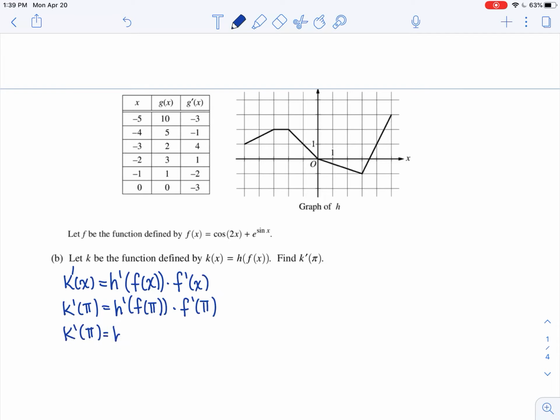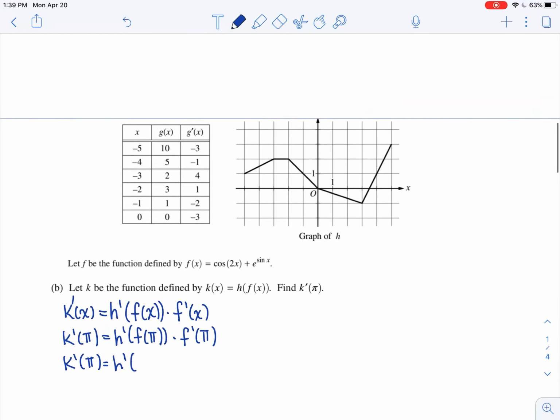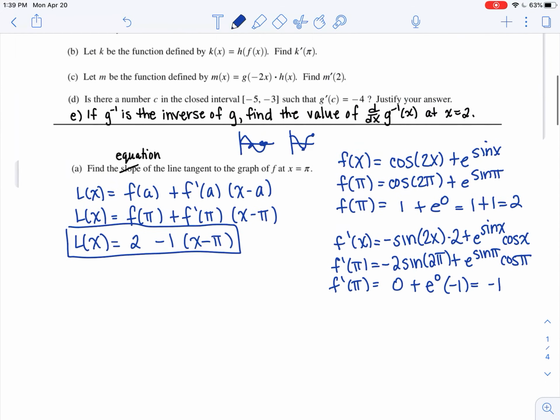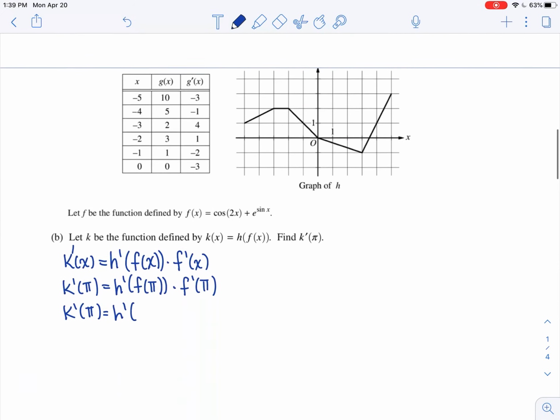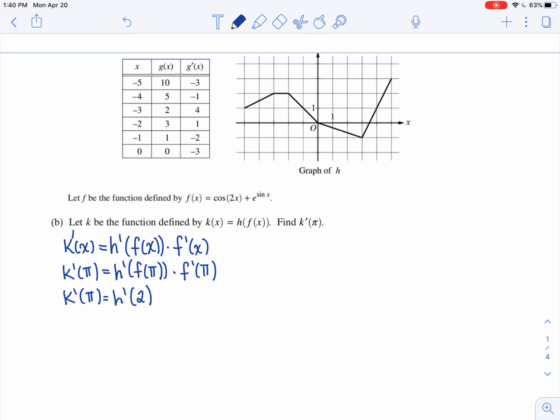Okay, so as I start to evaluate, we just did f of pi and f prime of pi, so I'm going to refer back to the previous part. f of pi had a value of 2, f prime of pi had a value of negative 1. So this is h prime of 2 times negative 1. Not that that always happens where you can reuse a previous part, but it always does help if you can do some stuff like that.